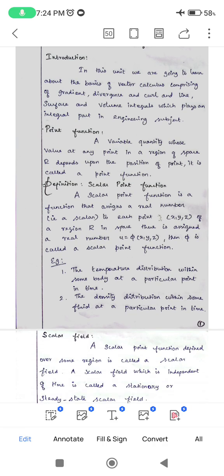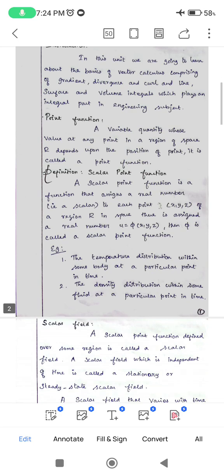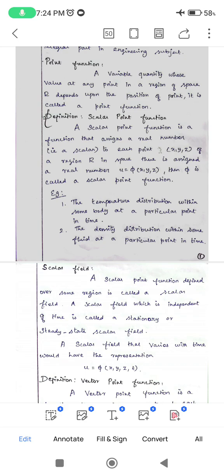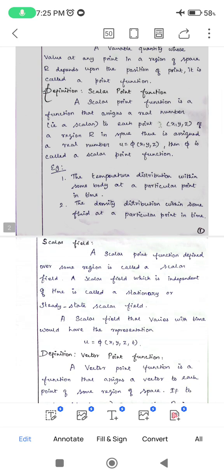Next definition is scalar point function. A scalar point function is a function that assigns a real number to each point. That means if to each point x, y, z of a region in space there is assigned a real number u equal to phi of x, y, z, then phi is called a scalar point function. For example, the temperature distribution within some body at a particular point in time, and the second example is the density distribution within some fluid at a particular point in time.